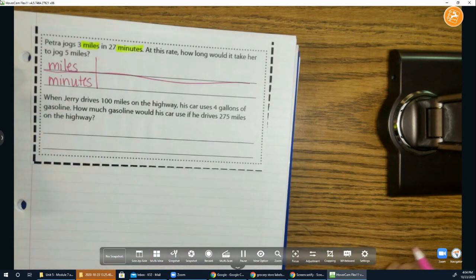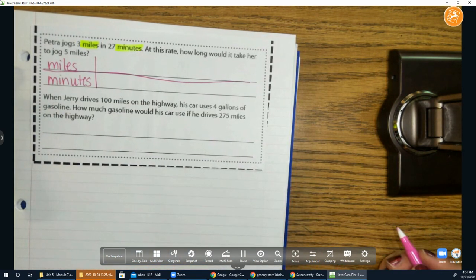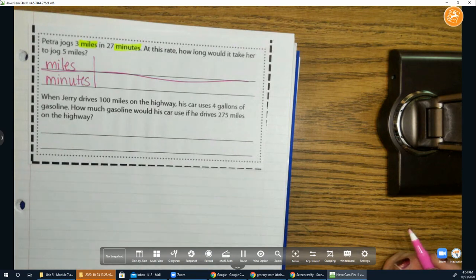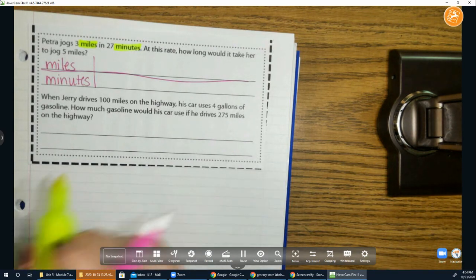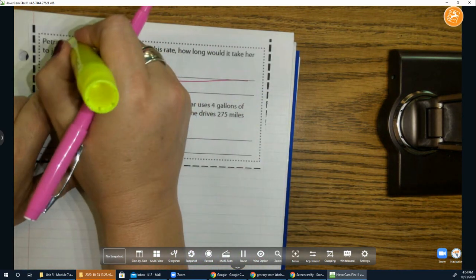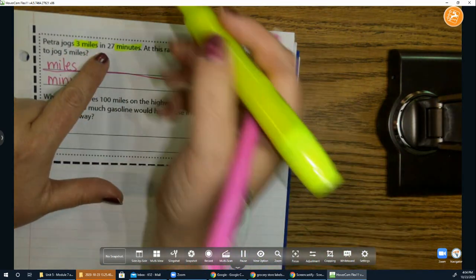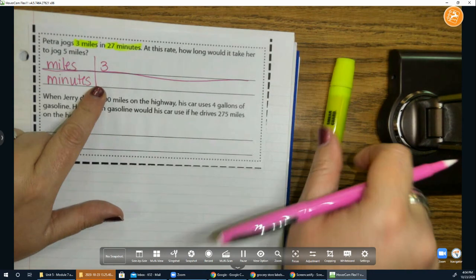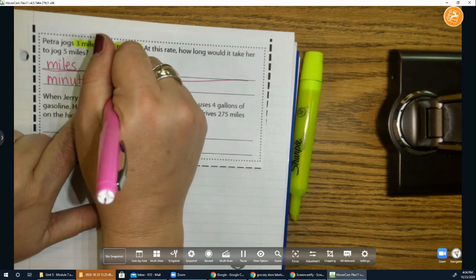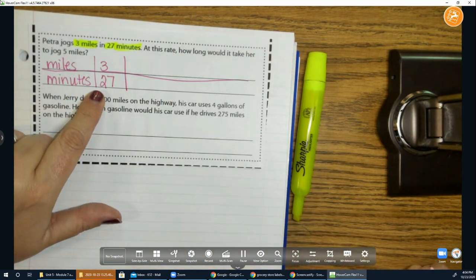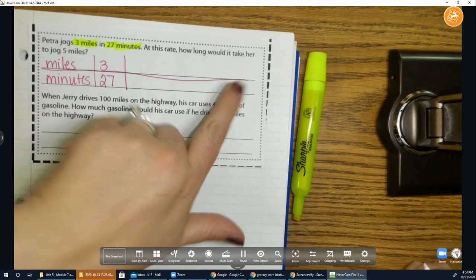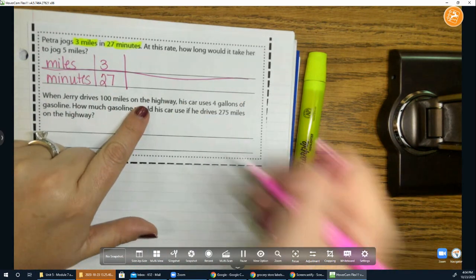I can't even draw a straight line, but it's okay. So now I need to find information on miles and minutes. So miles, there's 3 miles. So that 3 is going to go right here. And there's 27 minutes. So that 27 is going to go down here. Okay, and I'm just making a big old table. But I need to get to 5 miles.